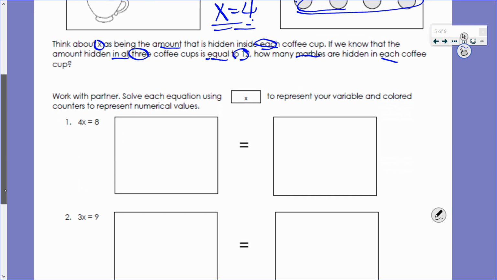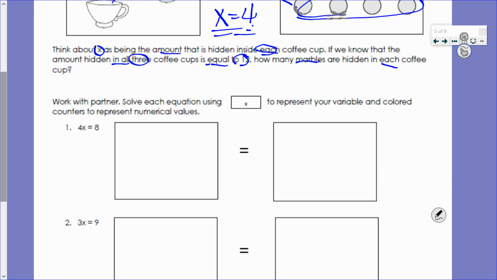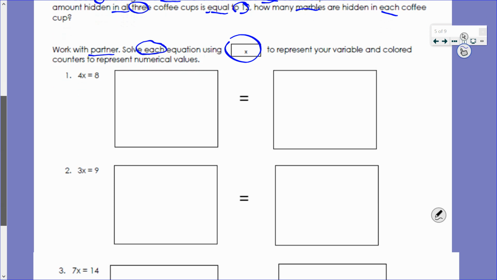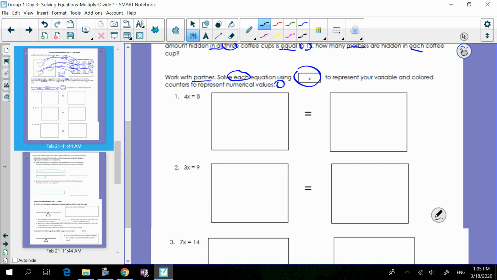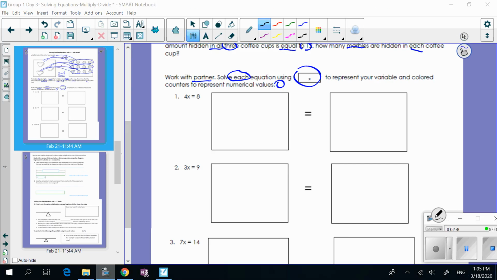Here's our big one. So now I'm going to give you guys a chance using that example. Work with a partner. I want you to solve each equation using a multiplication to represent your variable and colored counters. We don't have colored counters, so you're going to draw little circles. You're going to use boxes of x's and circles for your numerical values and figure out how you could set that up to make each of those work. I'm going to give you about 5 minutes to work on those 3 problems. You may work together as a table if you would like. We only have so much time.